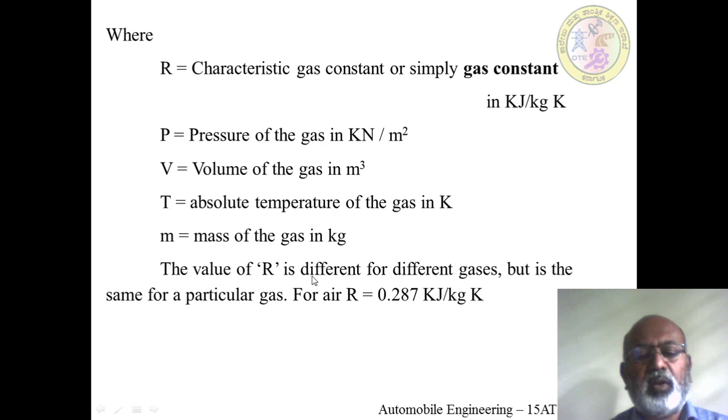The value of R is different for different gases, but is the same for a particular gas. For air, the value of R is 0.287 kilojoules per kg Kelvin. So R is different for different gases. For a particular gas it is the same, but for different gases the value of R changes.